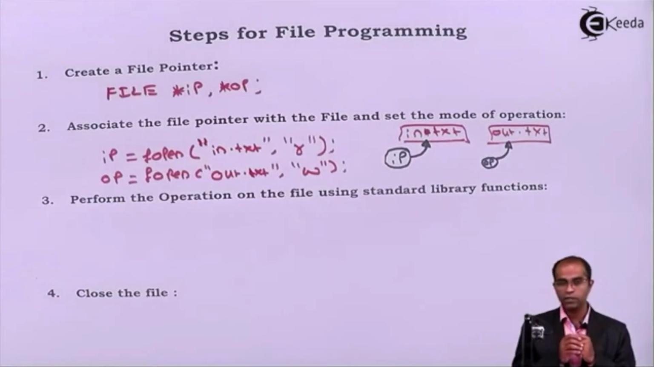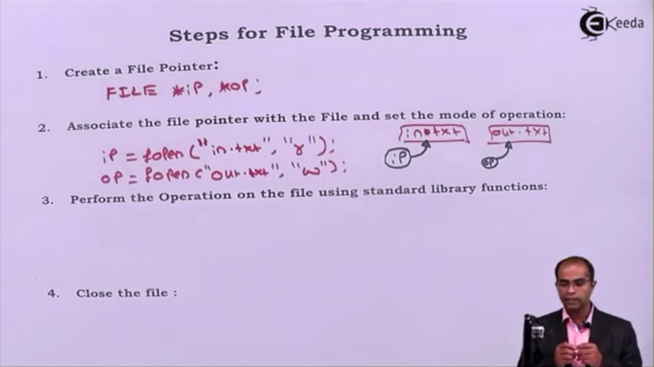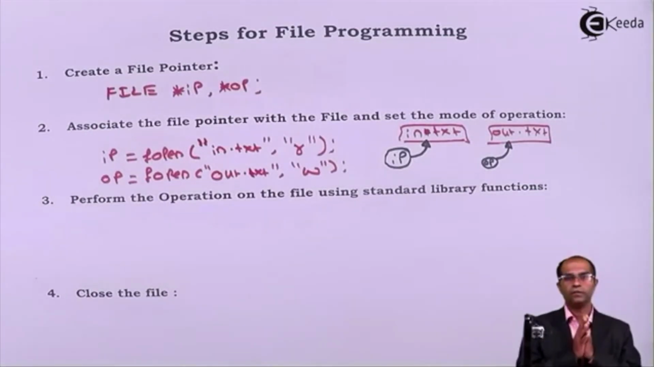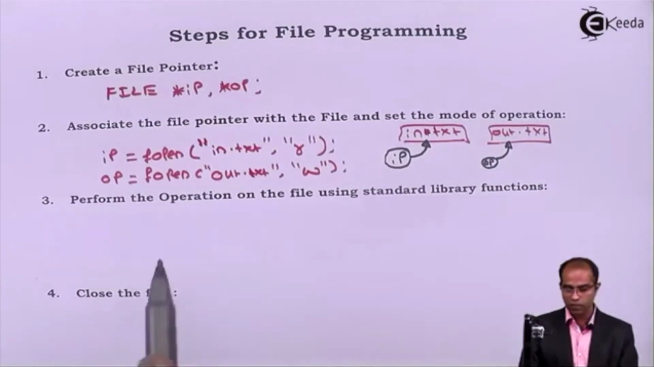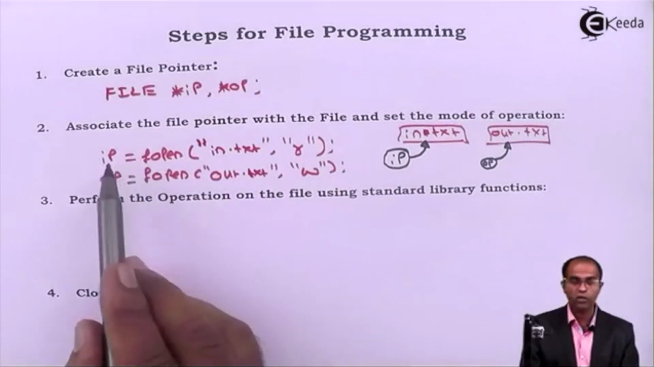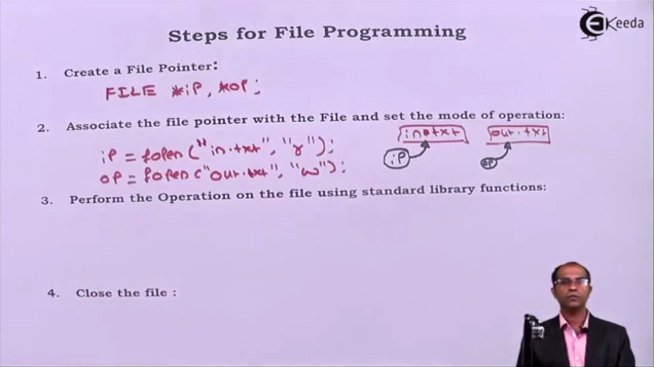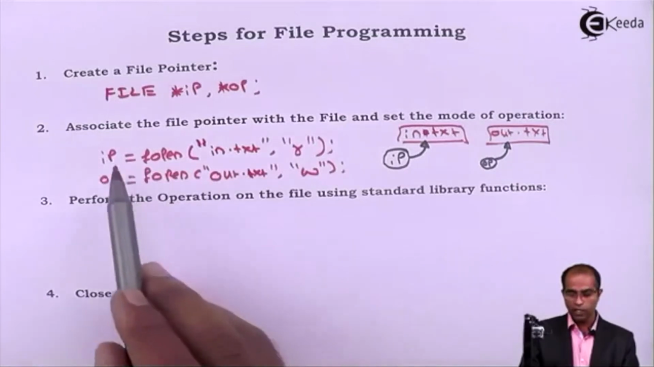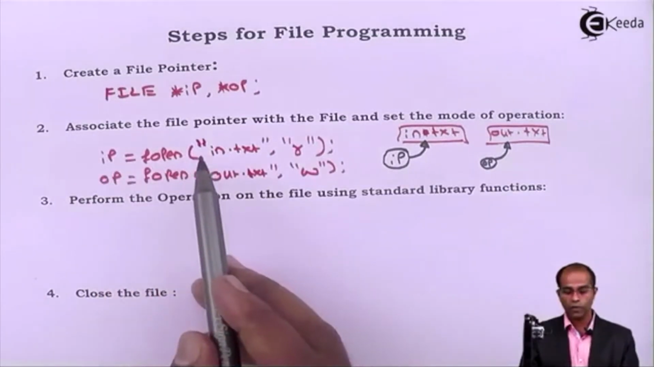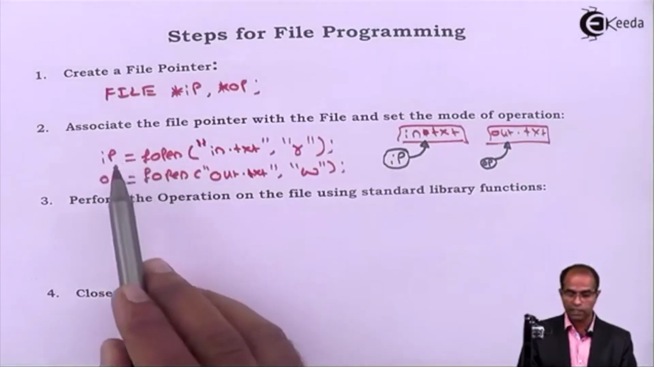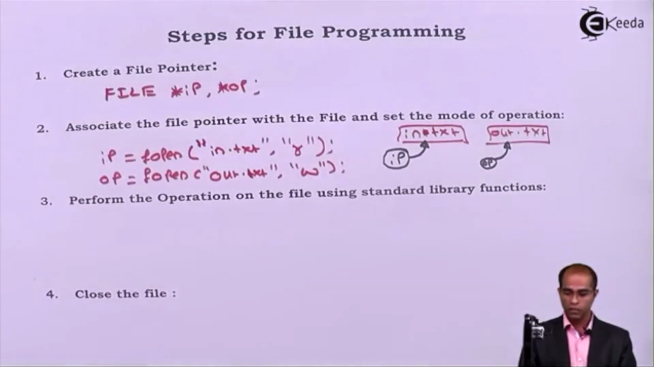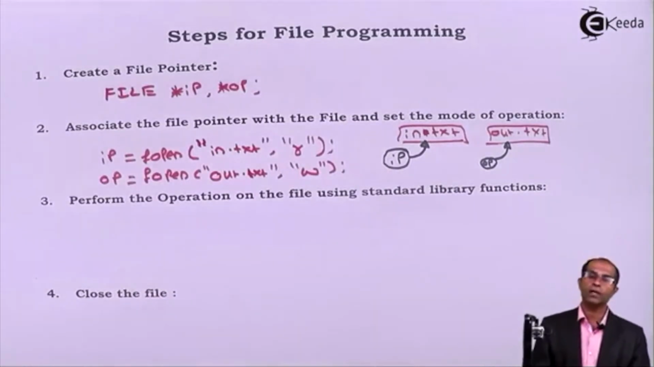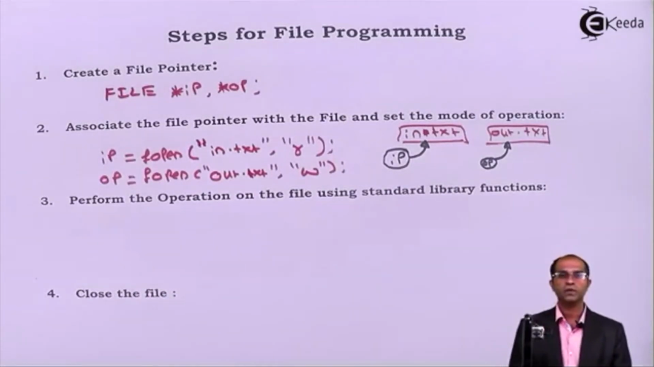If the file doesn't exist on the disk, then what happens? In that case, it will always return a null value to the pointer. So if the file operation is successful, it will return the address. If it is unsuccessful, then in that case it will return the null value. The same case, if I say op equals fopen out.txt, W, what happens in that case?